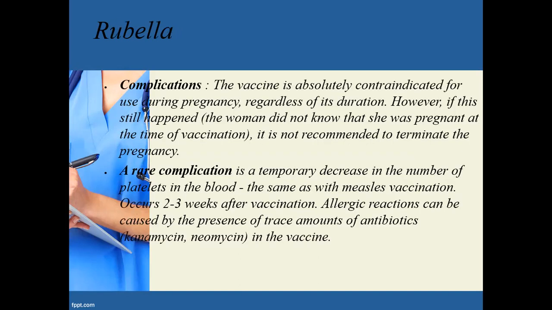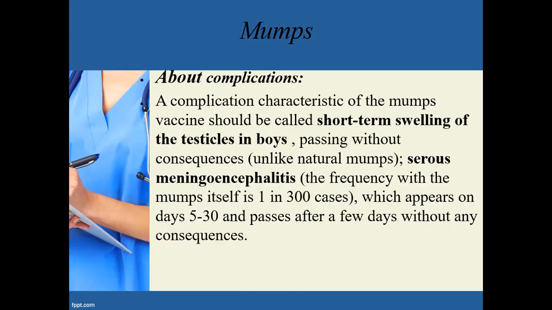Complications of rubella. The vaccine is absolutely contraindicated for use during pregnancy, regardless of its duration. However, it still happens. It's not recommended to terminate the pregnancy. A rare complication is a temporary decrease in the number of platelets in the blood. The same is with the measles vaccination. It occurs 2-3 weeks after vaccination. Allergic reactions can be caused by a trace amount of antibiotics, kanamycin and neomycin, in the vaccine.